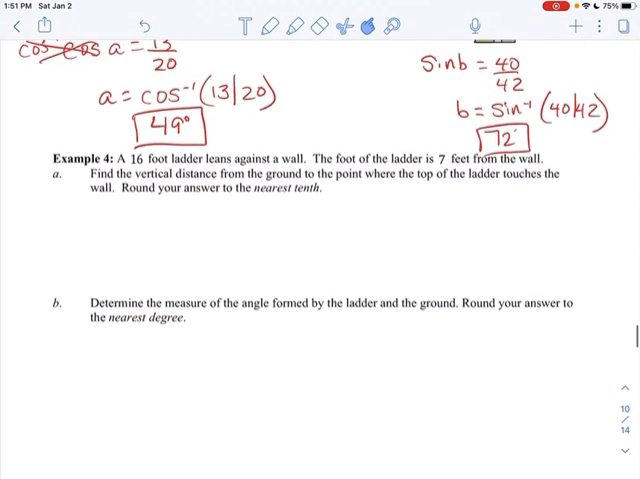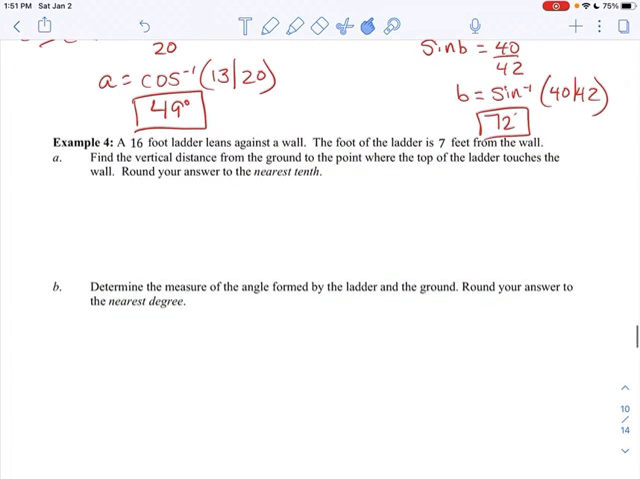All right, we're going to practice more of these tomorrow. I want to show you one, though, where you have to come up with the picture on your own. So I have a 16-foot ladder leaning against a wall. So you're going to draw yourself a right triangle and then picture where everything is. The wall has to be this side right here, this vertical line. The ladder is the thing that's leaning against the wall. So this is my ladder. So the ladder is 16 feet tall. It's leaning against a wall. The foot of the ladder, the bottom of the ladder, is 7 feet from the wall. So this is 7 right here.